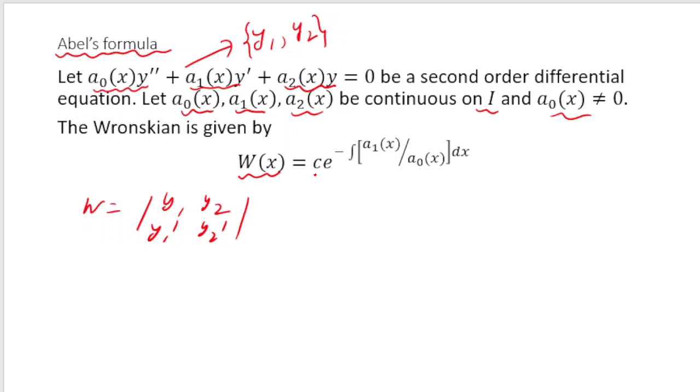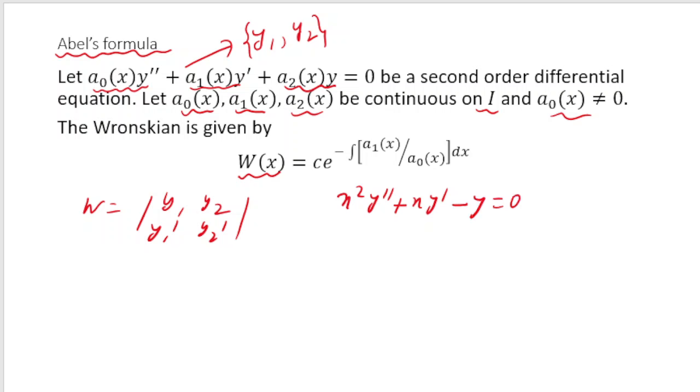And the formula for this is c into e to the power integration of a1(x) by a0(x) dx, where a1(x) is the coefficient of the y dash term and a0(x) is the coefficient of the y double dash term. For example, suppose I take a differential equation that is x square y double dash plus x y dash minus y is equal to 0.